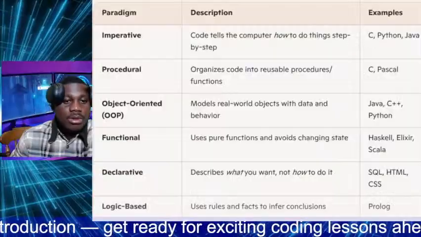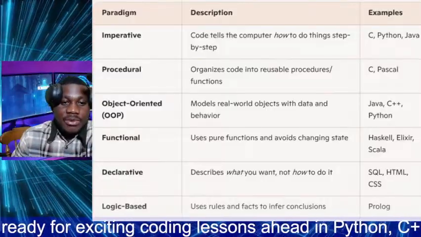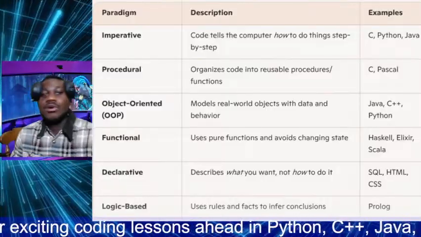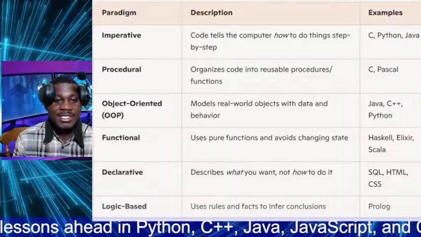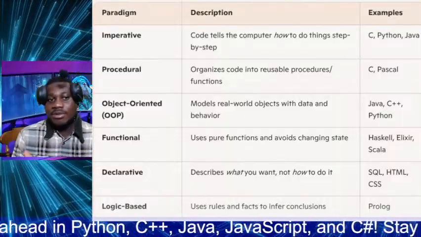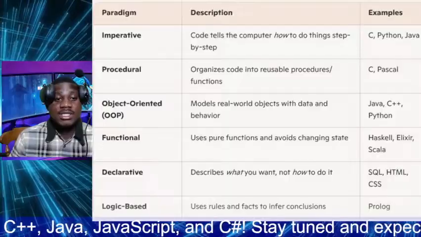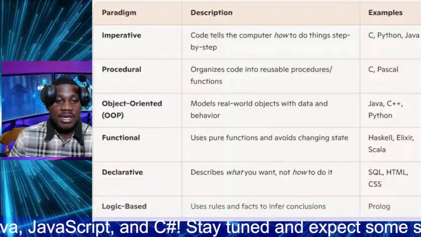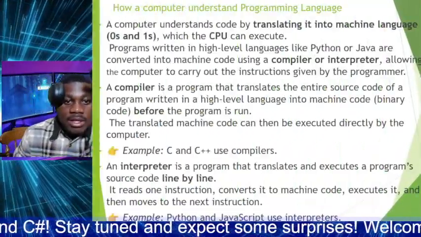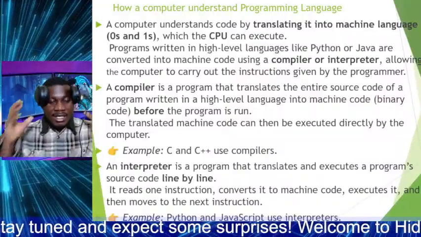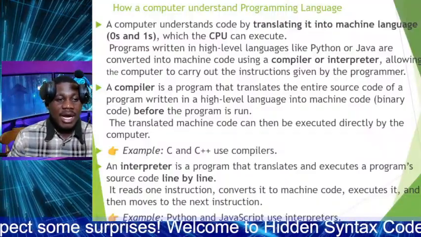We reached the programming paradigms. As I said, don't worry yourself. When you say imperative, procedural, object oriented, functional, and declarative, when we proceed to learn the core programming languages, we are going to know all these paradigms. So don't worry yourself, okay? Again, let's proceed and get to know how computers understand programming languages.